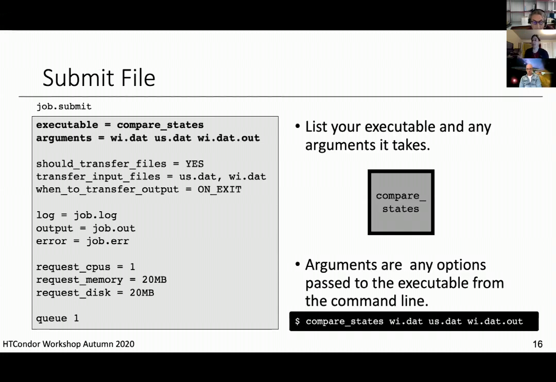Okay, so with that in mind, here's our submit file for our sample compare states job. We're going to go through this line by line and see what each piece means. First we have the executable. That is both the command in our command line invocation of the program, and also refers to the actual executable file. So that's the first line. And then the remaining arguments from the command line invocation go in the arguments line, as you can see here.